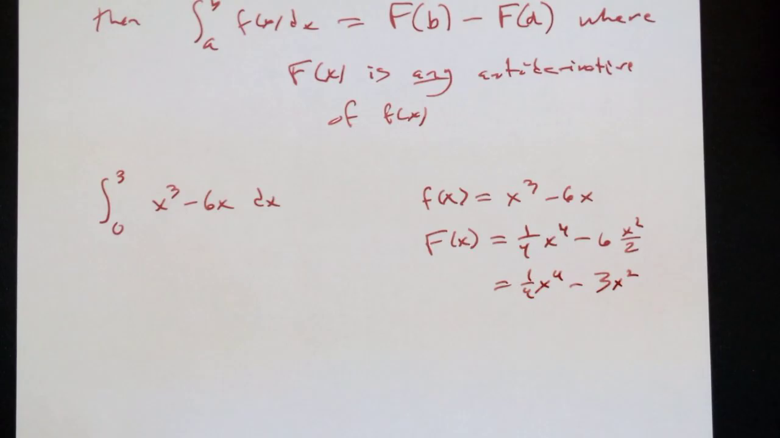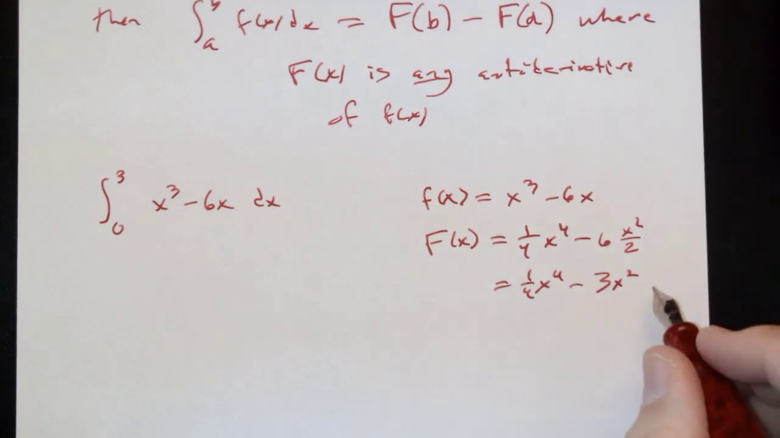But wait. Plus C, right? Wait a second. There's an underlined word up above: any. So let's let C be 0. I could pick any value of C I want, so I might as well use the easiest one. Some of you are looking at me going, how do you know you can do that? Let's go ahead and put the plus C on for the moment.